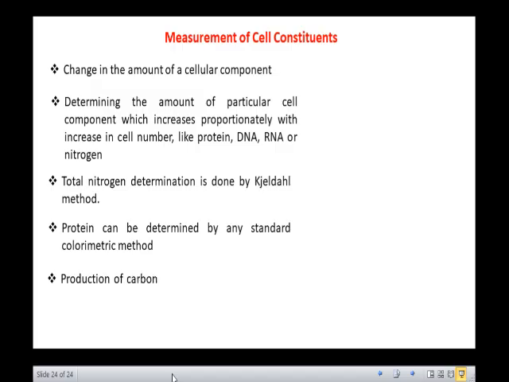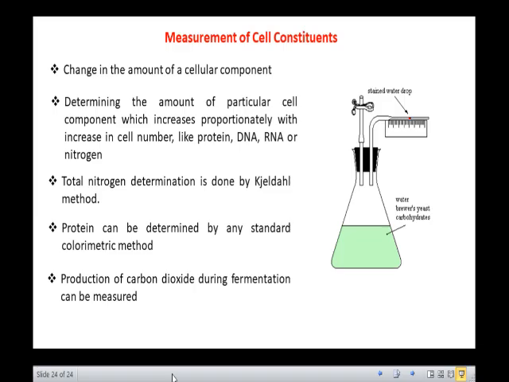Also, production of carbon dioxide during fermentation can be measured by using the apparatus which you can see on your screen.